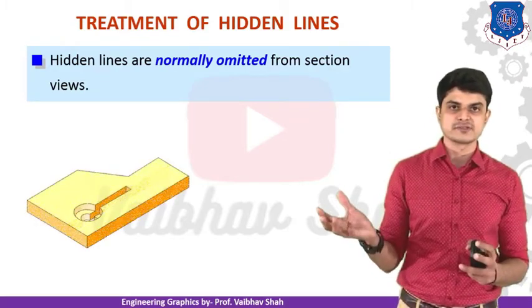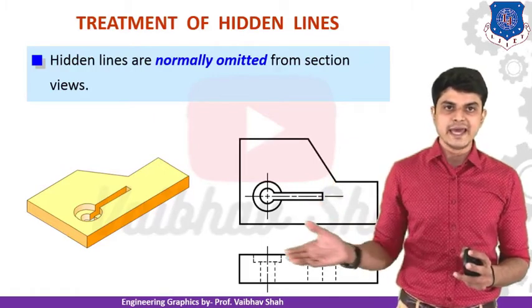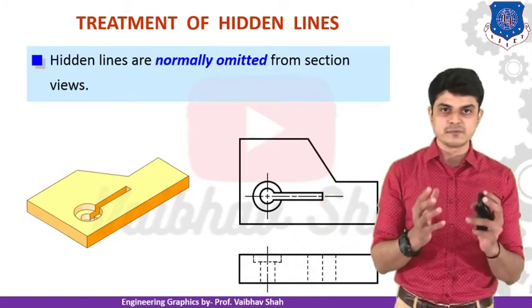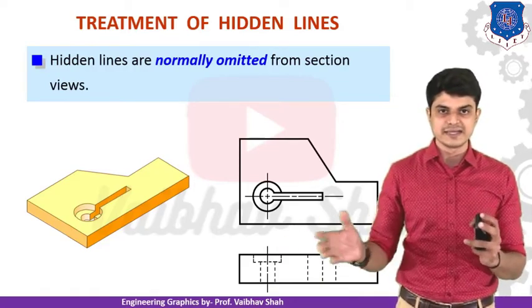So let us take one object. So this is my object. And these are two views, this is the top view and this is the front view, and these are the hidden portions. So let us observe the effect when I try to cut the object, and what is the effect on these hidden lines. Let us observe.